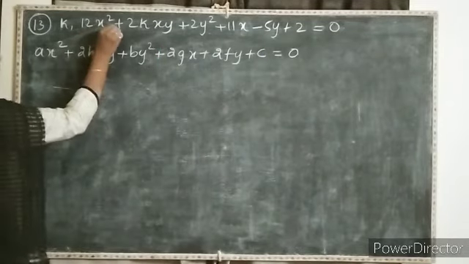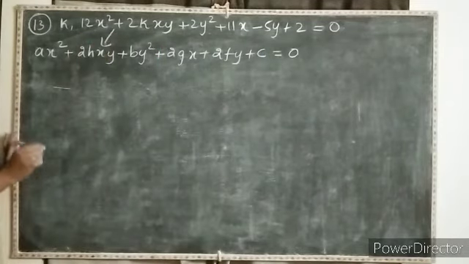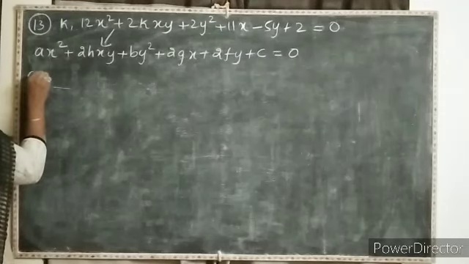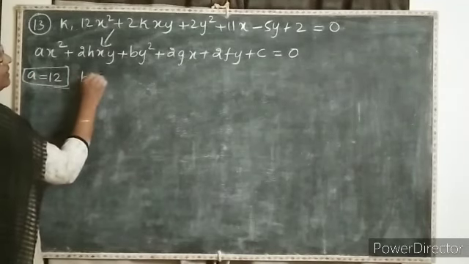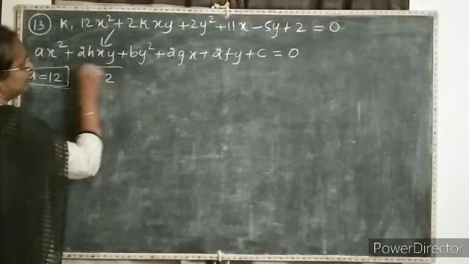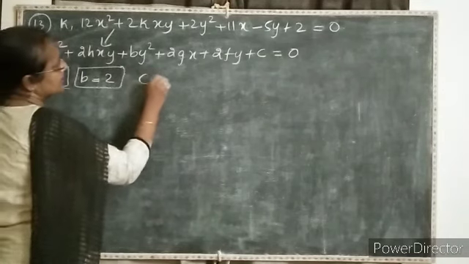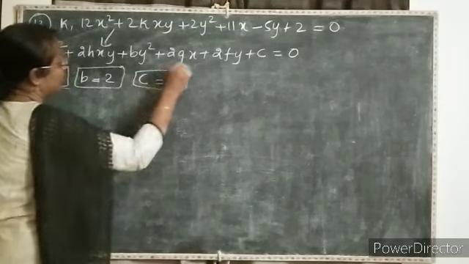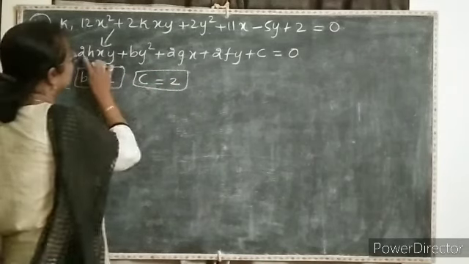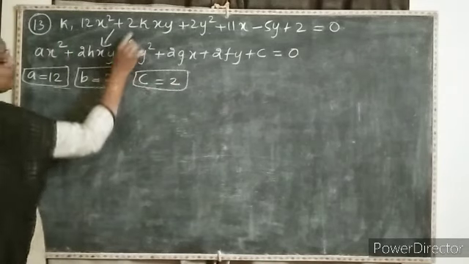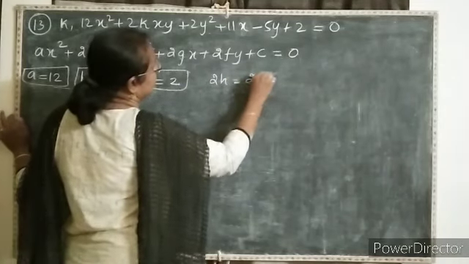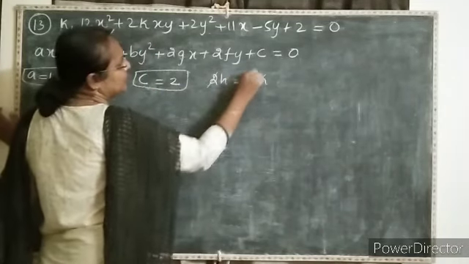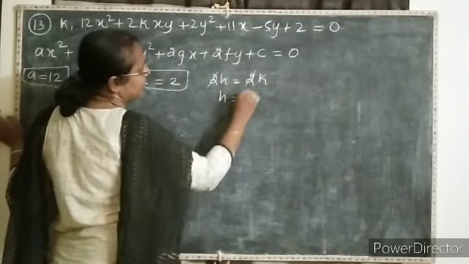Now we are going to compare these two equations and we are going to find the value of A. A is equal to what? 12. Isn't it? What is B? B is 2. Is it or no? What is C? C is again 2. Okay. Now let's find what is 2H. 2H value is what? 2H is equal to 2K. Yes or no? So 2 and 2 are getting cancelled.